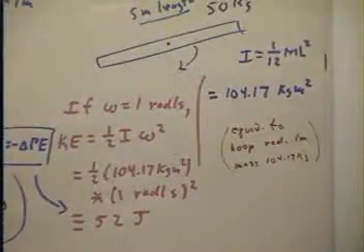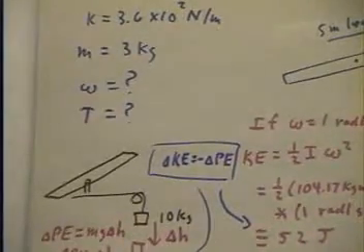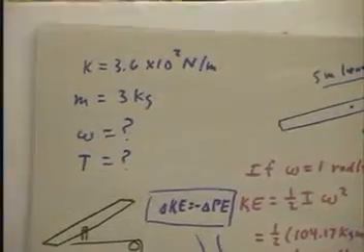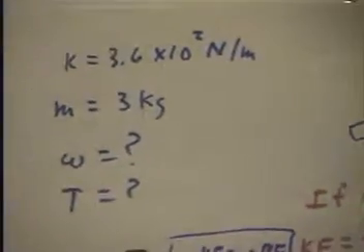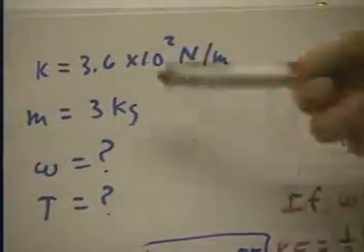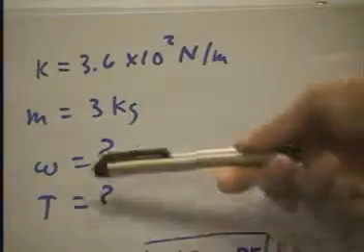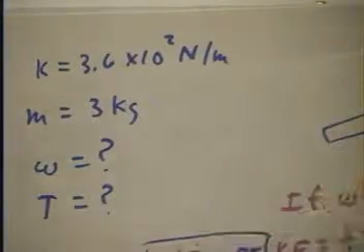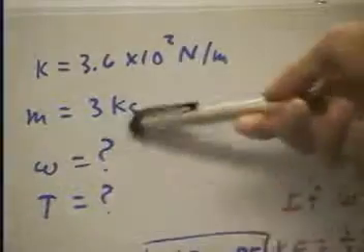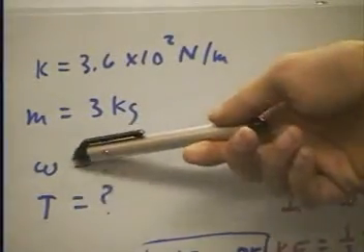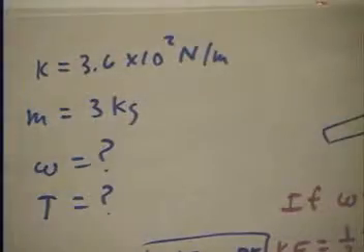From this, we're going to be able to predict the angular frequency of the situation. Okay, from k equals 3.6 times 10 to the second newtons per meter, and a mass of 3 kilograms, we predict omega, we predict the period. And of course, we use the circular model. Remember, omega is the number of radians per second. T is the time it takes to go through the 2 pi radians of the reference circle.